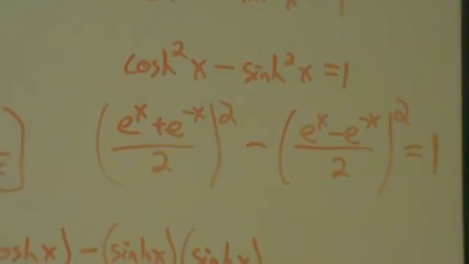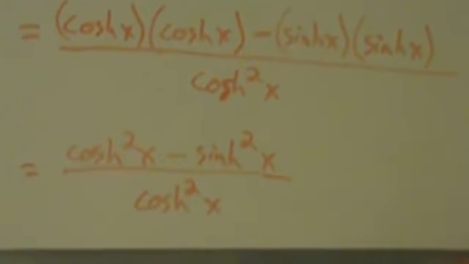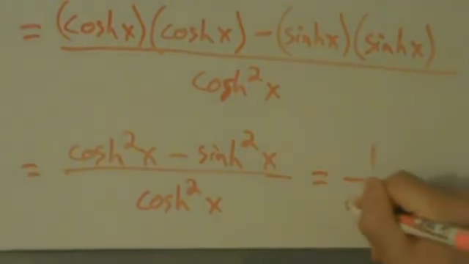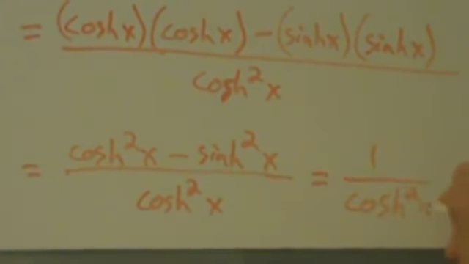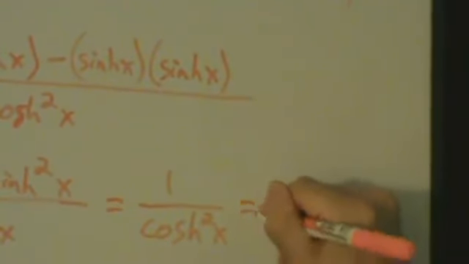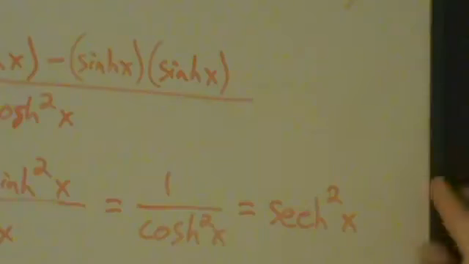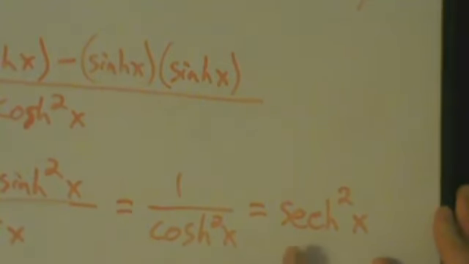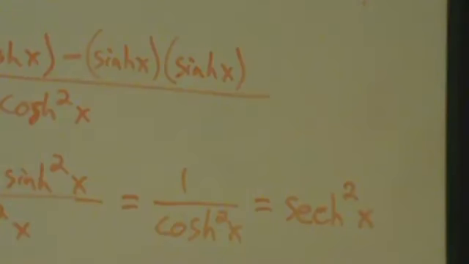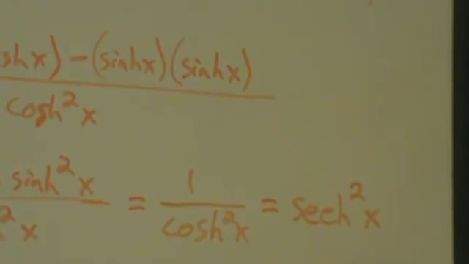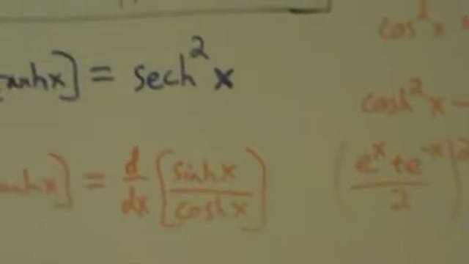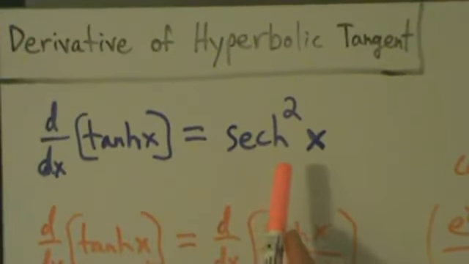Okay, so that's that. So if we come back down here, this is going to be 1 over cosh squared of x, which just by definition is hyperbolic secant squared of x. This is just a definition here. Hyperbolic secant of x is 1 over hyperbolic cosine of x. So hyperbolic secant squared is going to be 1 over hyperbolic cosine squared. And that's the proof that the derivative of hyperbolic tangent is equal to the hyperbolic secant squared.